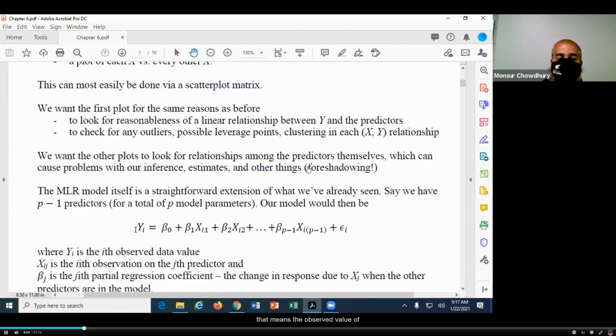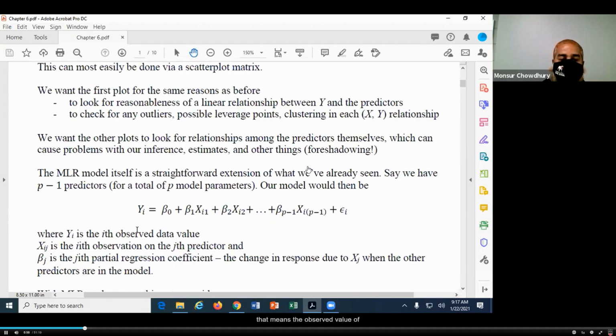That means the observed value of the y variable at the ith point, or we can say yi is the ith observed value. Now xij is the ith observation on the jth predictor, and beta j, now we are saying that beta j is the partial regression coefficient. So if we say beta j, we can say it is the jth partial coefficient.